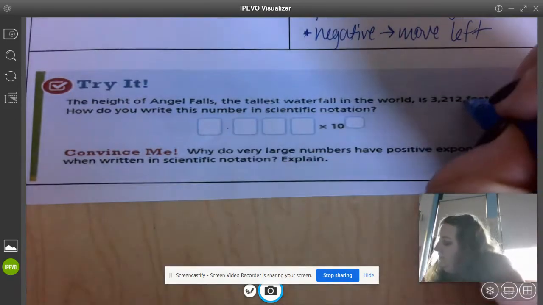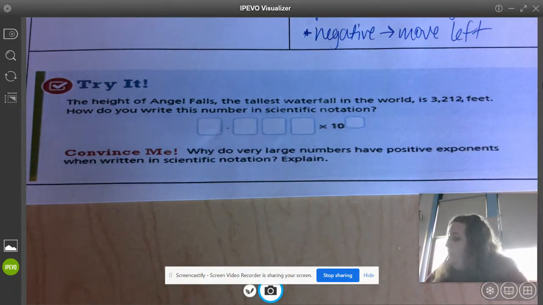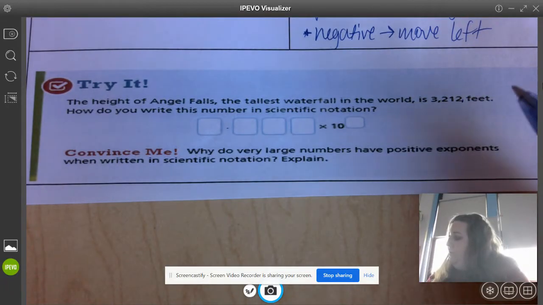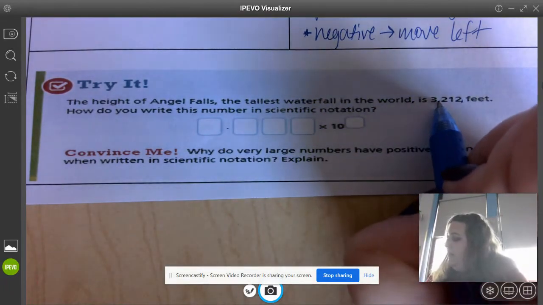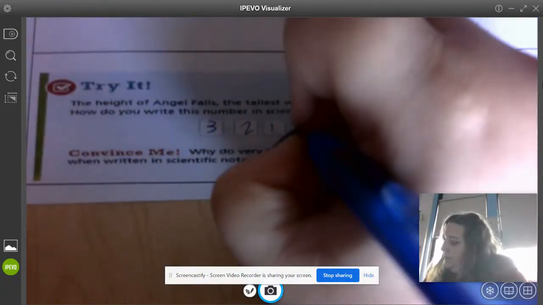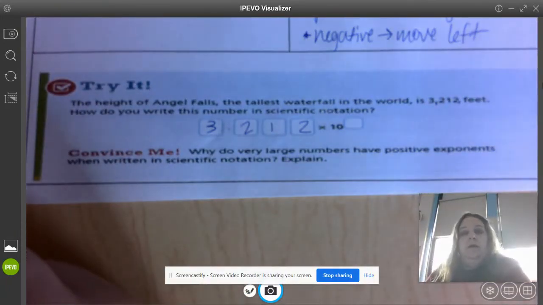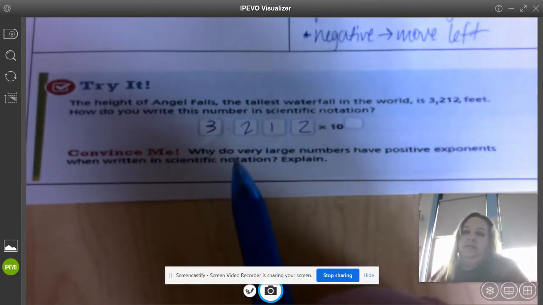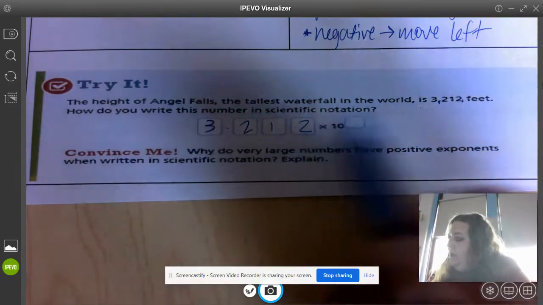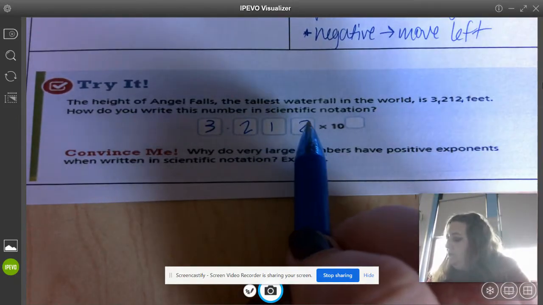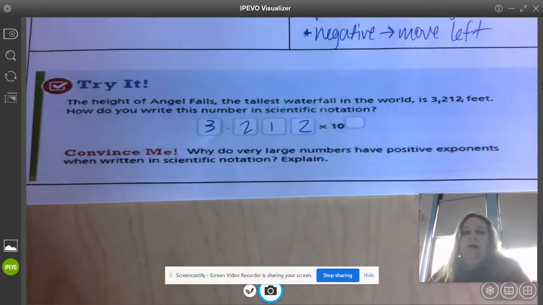So at the end of this number is technically where the decimal point is. So in order for this first digit to be between 1 and 10, we'd have to move it to where the comma is. So it would look like 3.212. Whenever you're writing a number in scientific notation, you need to include all non-zero digits. So if this was 3,202, so this one was a 0, you'd still need to include that last 2. So you can stop at that point.